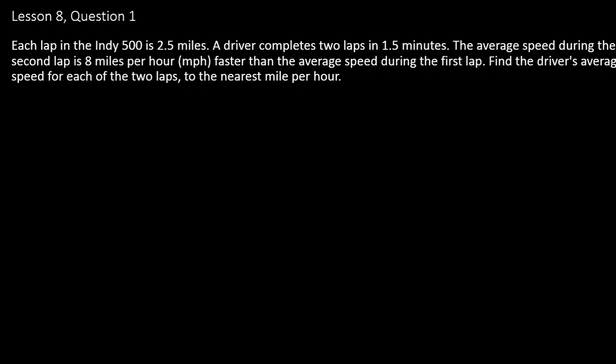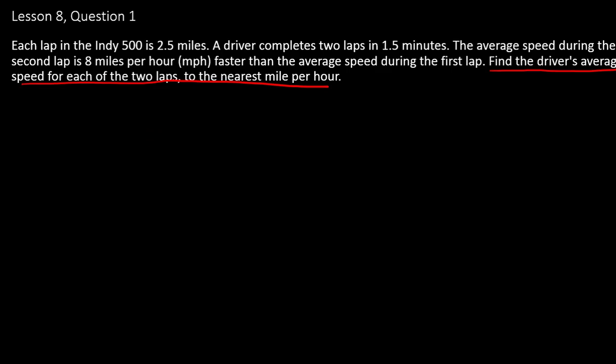Okay, we have a lot of information to consider here, so let's start by identifying what the question is asking us to do. Our goal is to find the driver's average speed for each of the 2 laps to the nearest mile per hour. So let's plan this out. What am I going to need to do in order to find these 2 different speeds? Well, I'm definitely going to have to know the average speed overall.